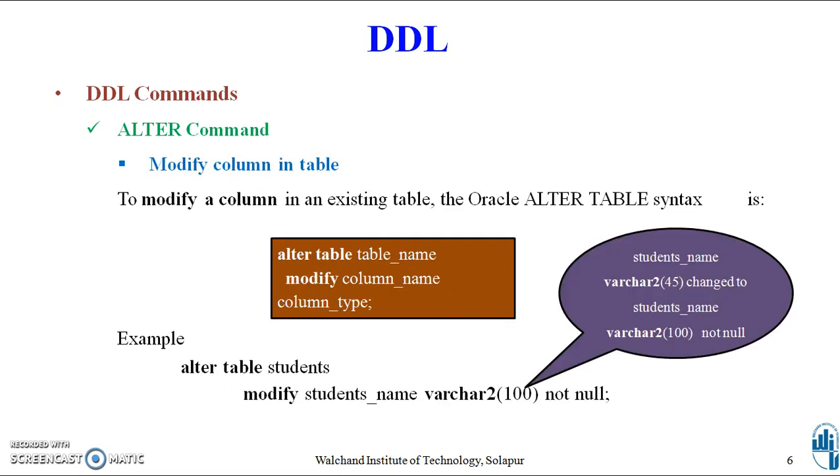To modify a column in an existing table, the alter table syntax is alter table, table name, modify, column name, column type. Consider an example that shows how to modify a column student name in the table using the alter table statement. So this is the command. So this alter table example will modify the column called student name to be a data type of varchar2(100) and force the column to not allow null values for this column.